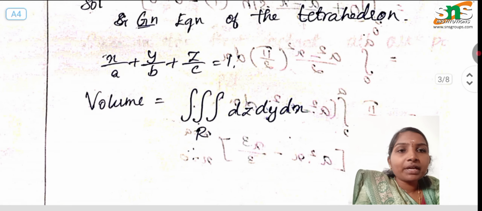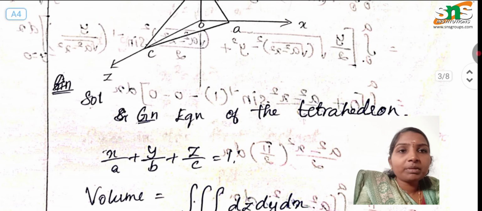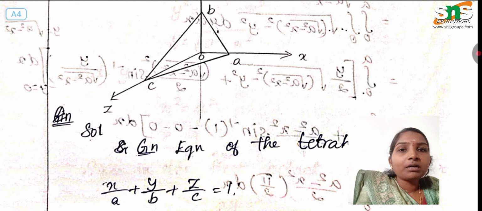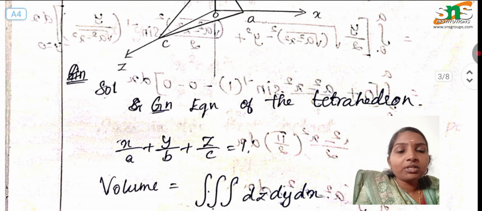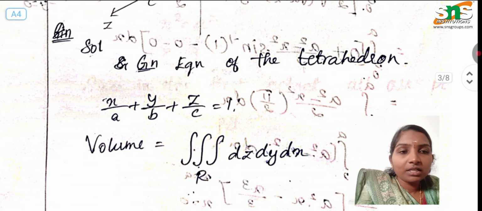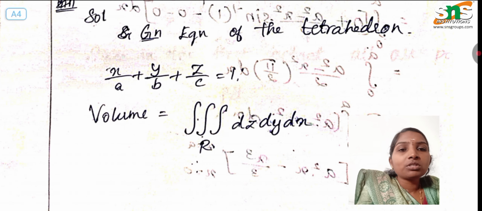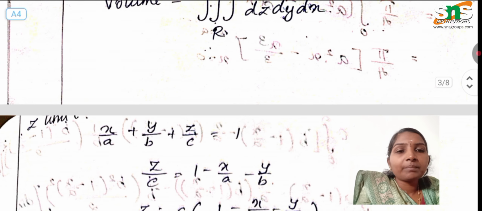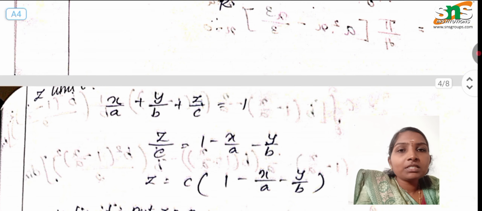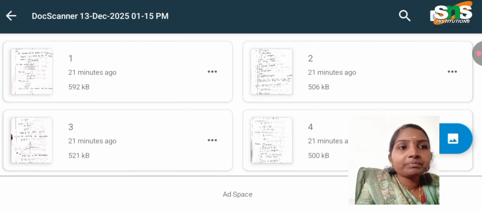As usual, we will find the volume. Here we need not use the octant, or volume equal to 8 into the first octant value. Here we will find the volume of the exact solid. What is the volume? Volume is equal to the triple integral over the region of dz dy dx. As usual, we will be finding the z limits. What are the z limits here?